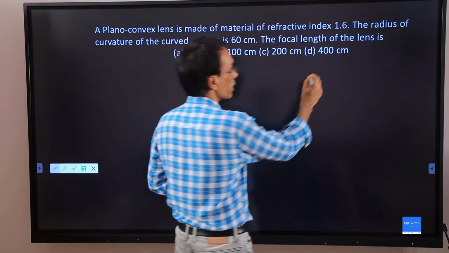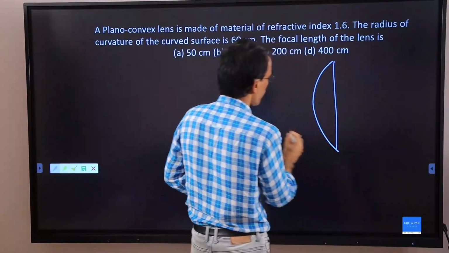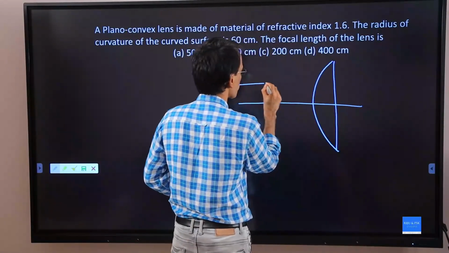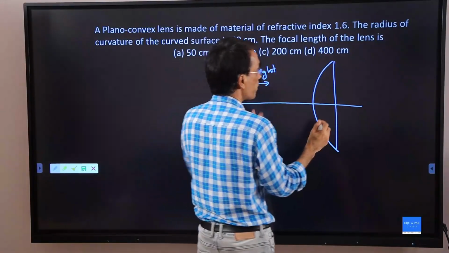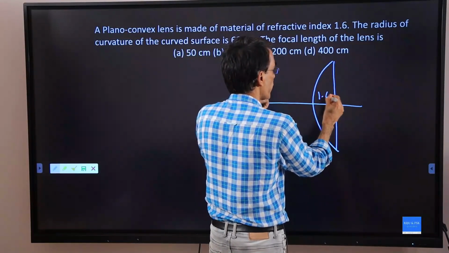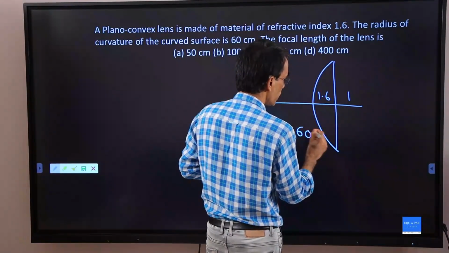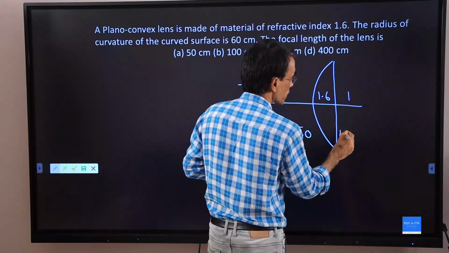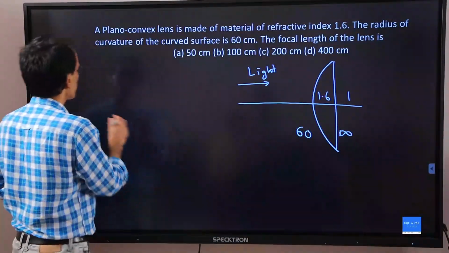I am taking the lens to be like this, and I am allowing light to fall in this direction. All other parameters will remain the same. This is 1.6, the surrounding refractive index is 1. The surface has a radius 60, and this is the plane surface, whose radius is infinity. Everything remains the same, but light is incident on this side. What is the focal length?